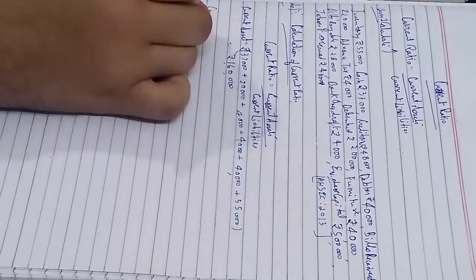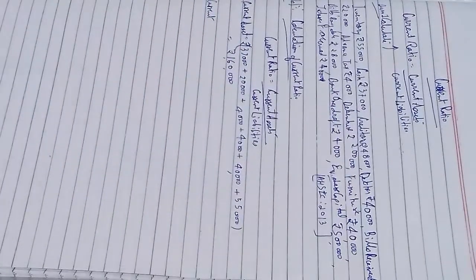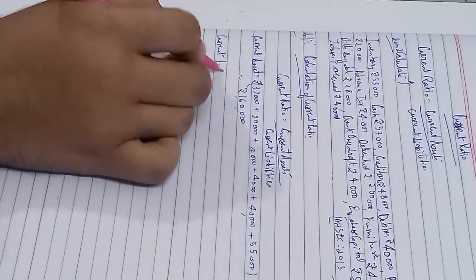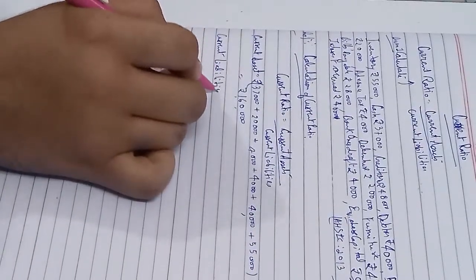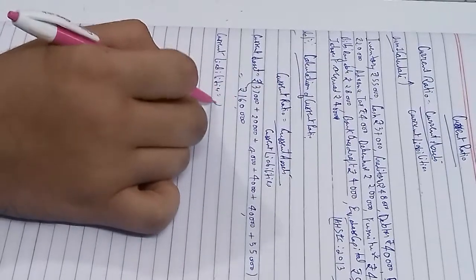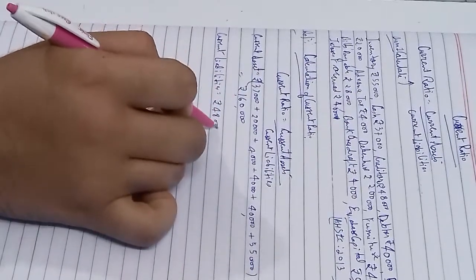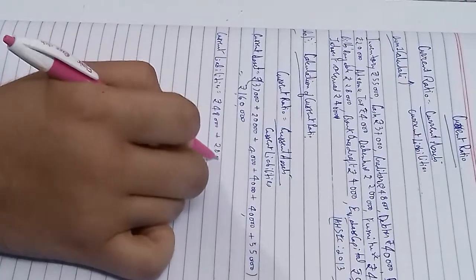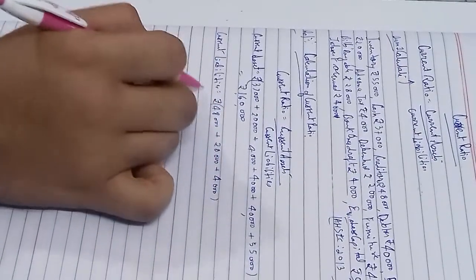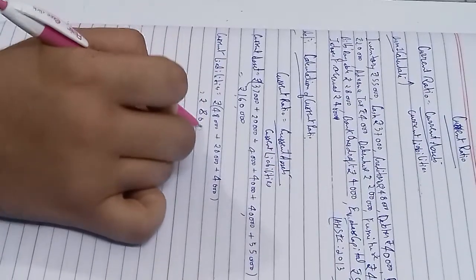Current liabilities. Is it visible? Yeah, it's visible. Current liabilities: creditors plus bills payable plus bank overdraft. Creditors was 48,000, bills payable 28,000 plus bank overdraft 4,000. Sum it up, you will get the answer as 80,000.